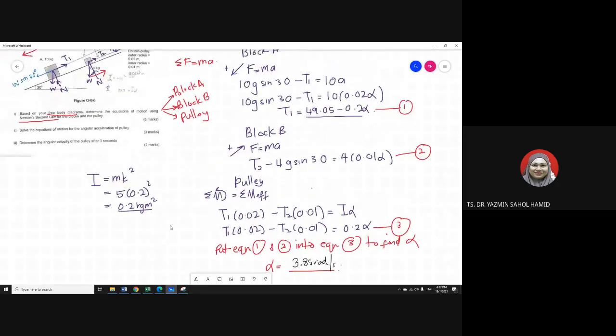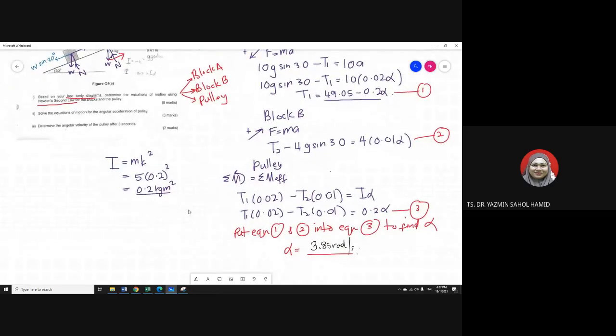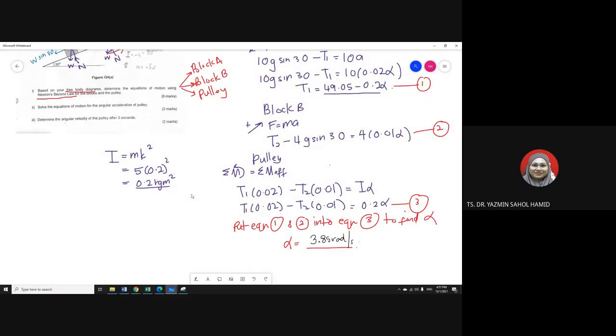Okay, the next question is to solve the equation of motion for the angular acceleration. Sorry, determine the angular velocity. Okay, now the question wants the angular velocity. It means it is asking you to find omega. Okay, how are you going to find that?